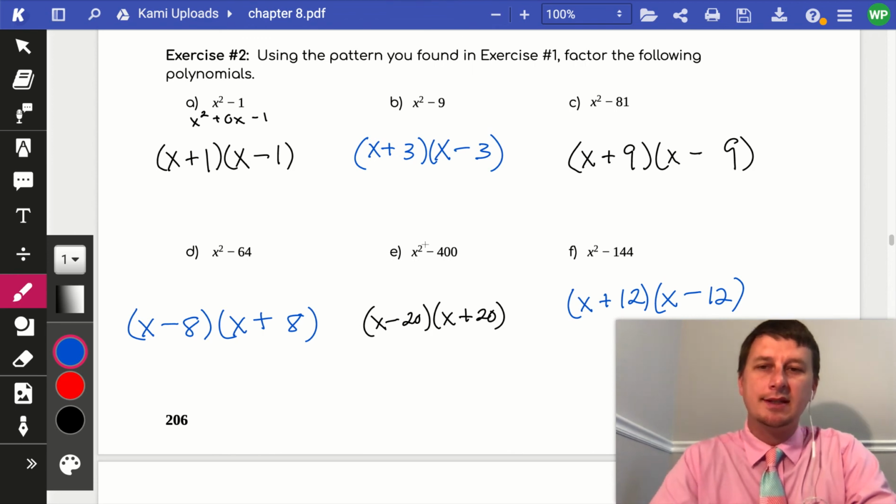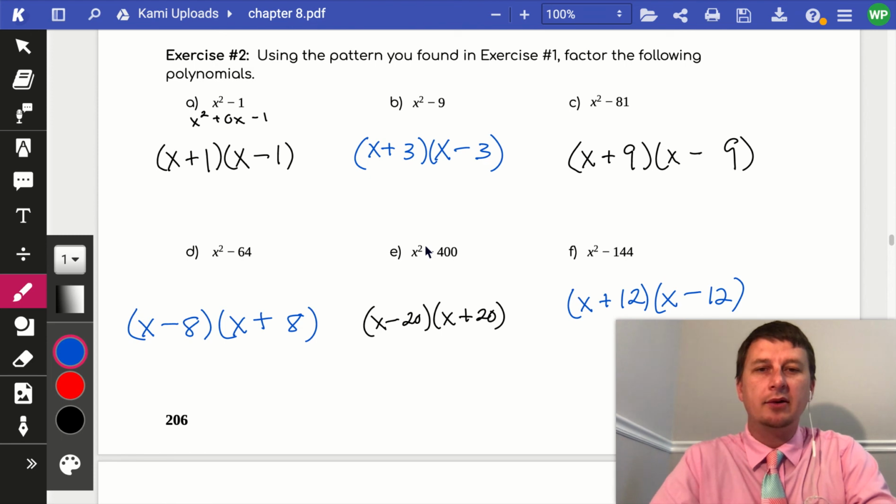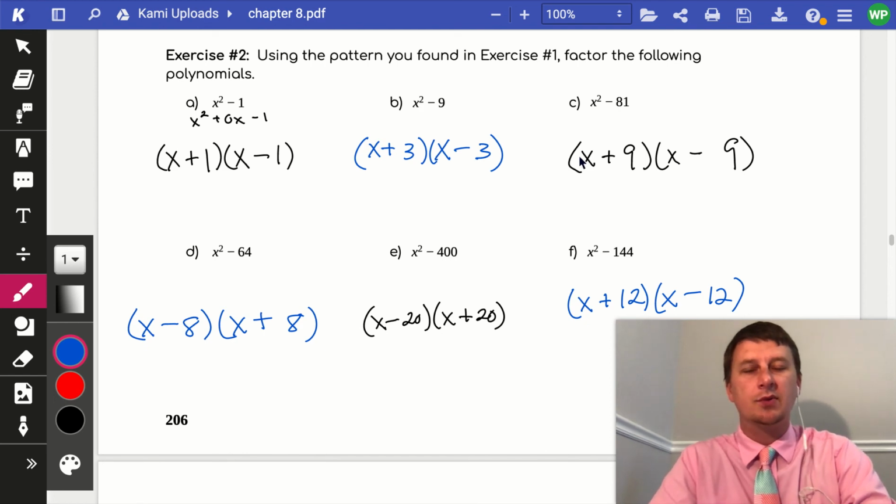And we have just done 6 exercises in this part where we used the pattern we found in exercise number 1 to factor the polynomials right here. All of these happen to be difference of two perfect squares.